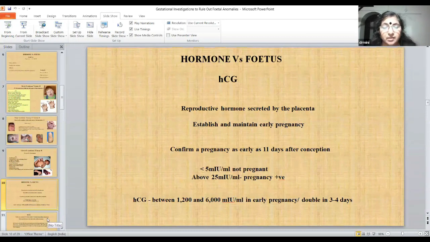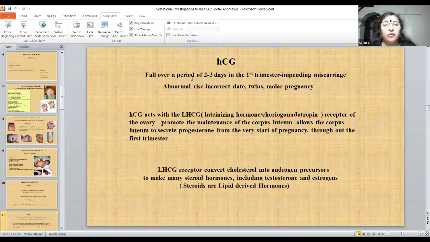And in abortions, we can see the level getting down. An HCG fall over a period of 2 to 3 days in the first trimester means impending miscarriage. When there is a downward measurement in the HCG, it means the baby is being miscarried. An abnormal rise may be due to an incorrect date, or twins. When 2 babies are there, the measurement will be higher. And in molar pregnancy too, the HCG level will vary.